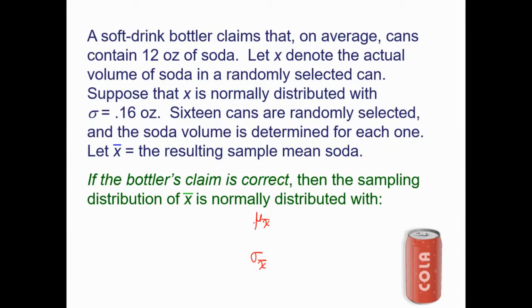What do we know about the mean of the sample means? What's it always equal? It will always be 12, our population mean. I'm going to actually write that here. Now, to get the standard deviation of our sample means, what do we have to do? We have to divide the given standard deviation by the square root of our sample size.